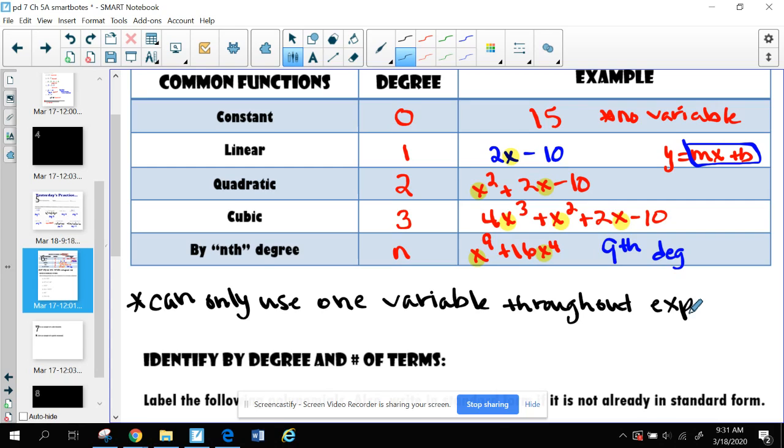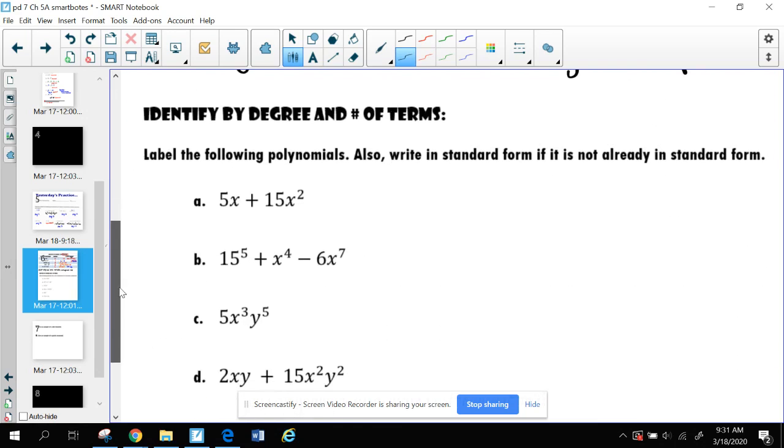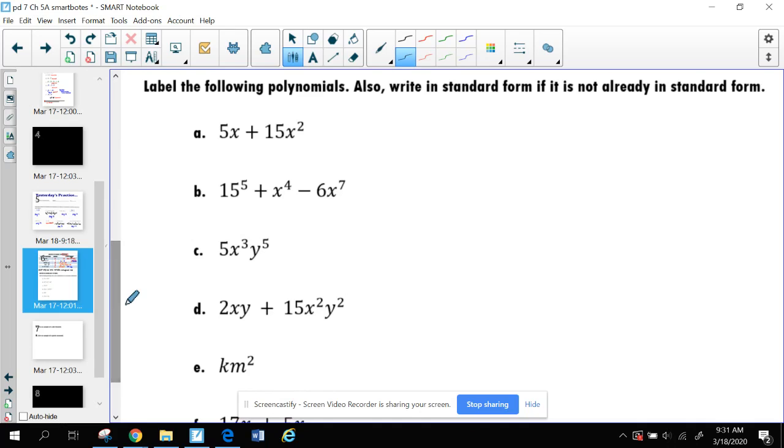Okay, so again, I'm just going to recap that. Notice I can only use one variable throughout the expression if I want to use one of these names up here. That would mean if I want to use linear, quadratic, or cubic, it can only have one variable. Let's take a look at some examples. I'm going to go slow through some of these because now we're going to label it with every way that we can.